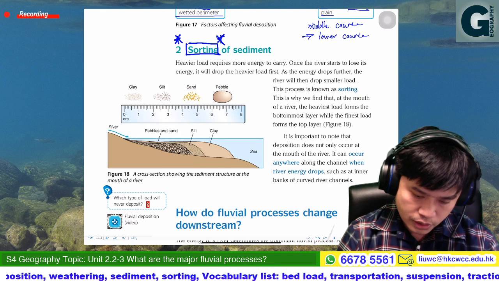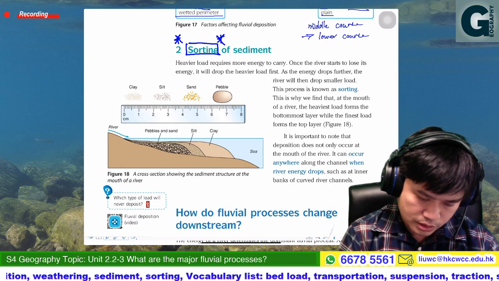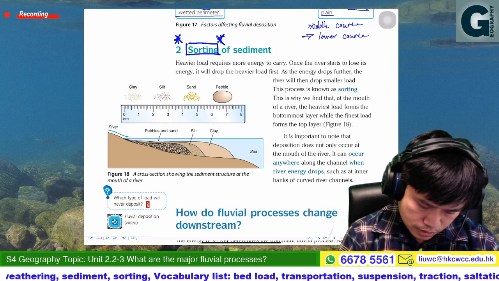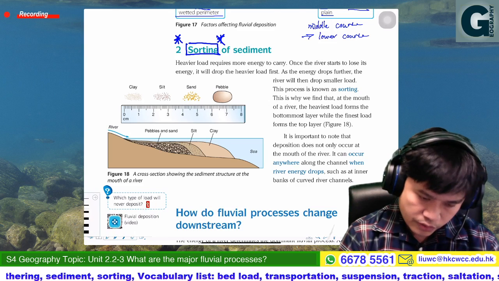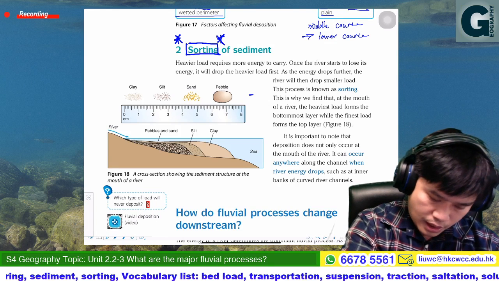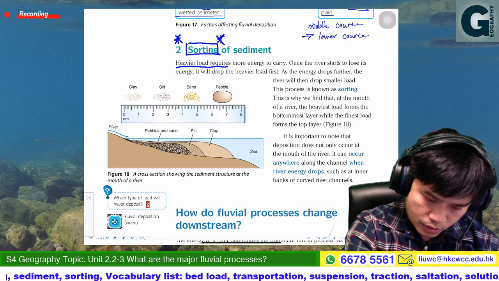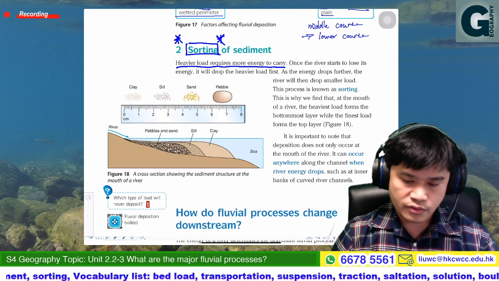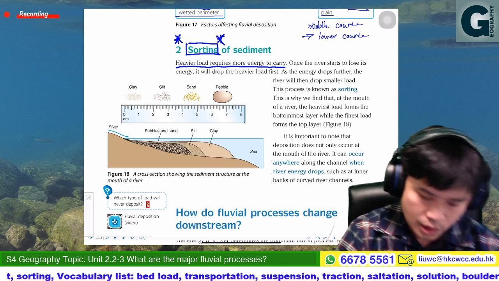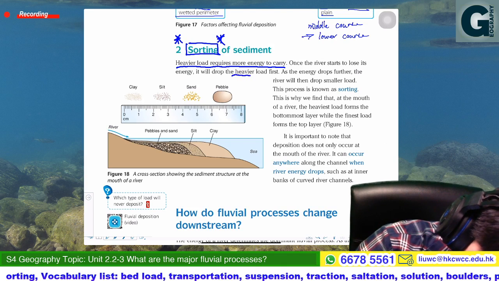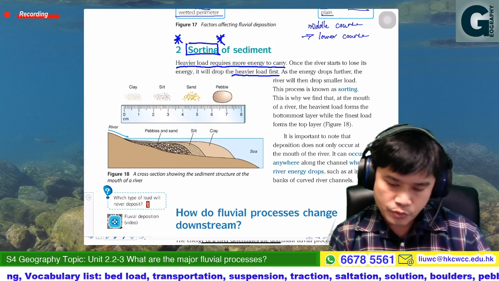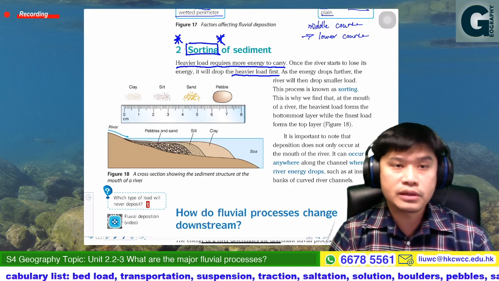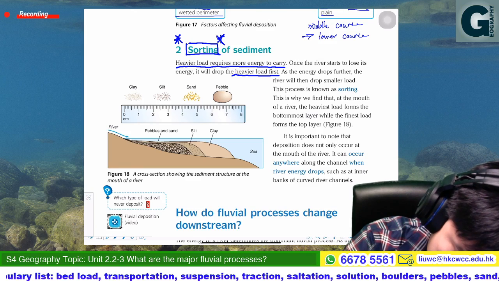So for sorting, please note that heavier load requires more energy to carry. Once the river starts to lose energy, it will drop the heavier load first, then the smaller load. This process we call sorting.